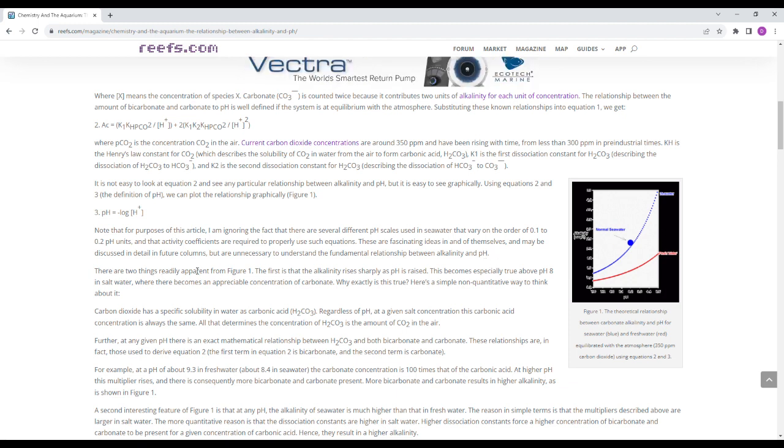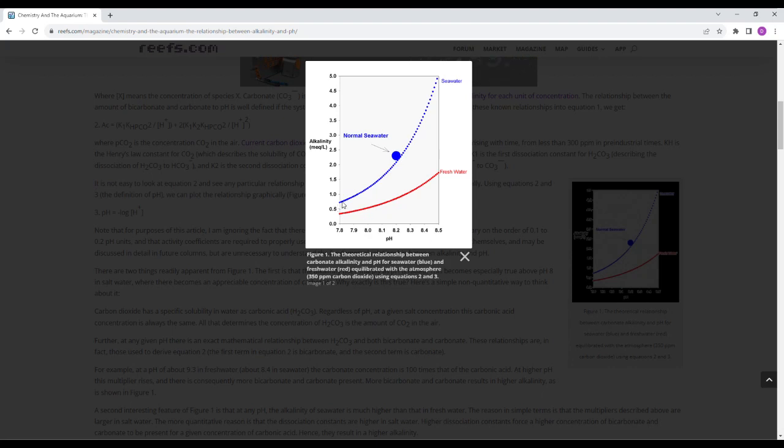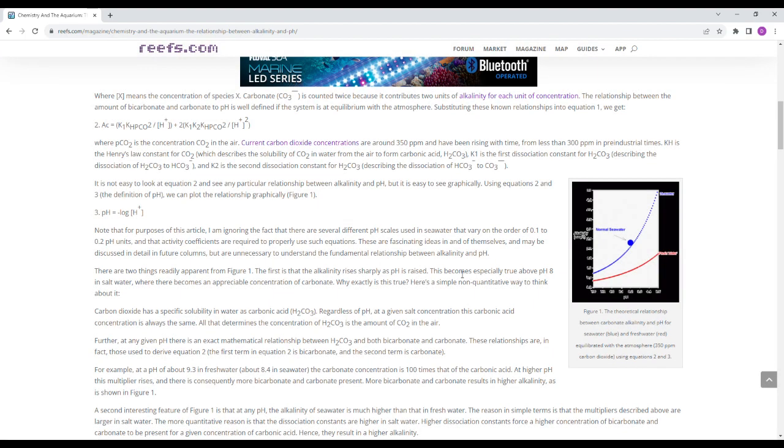There are two things readily apparent from figure 1. The first is that alkalinity rises sharply as pH rises. This becomes especially true above pH 8 in salt water, where there becomes an appreciable concentration of carbonate. Why exactly is this true? Here's a simple non-quantitative way to think about it.